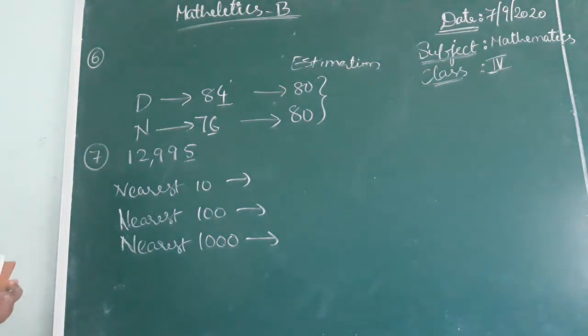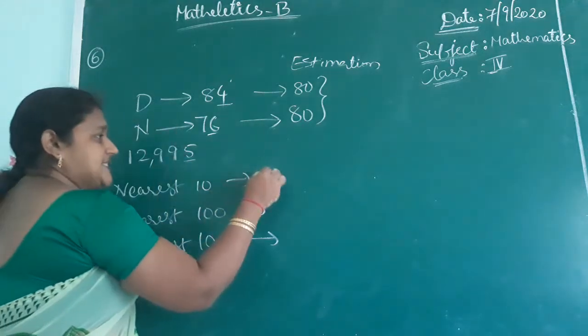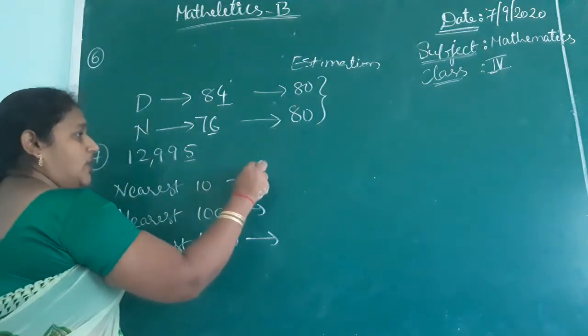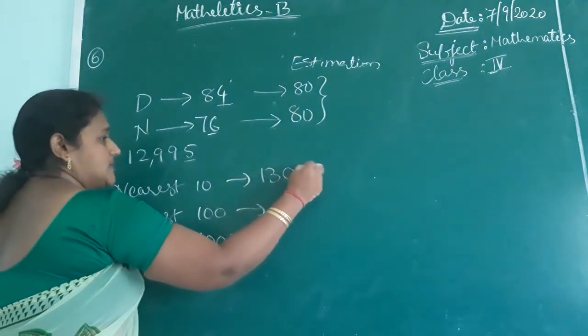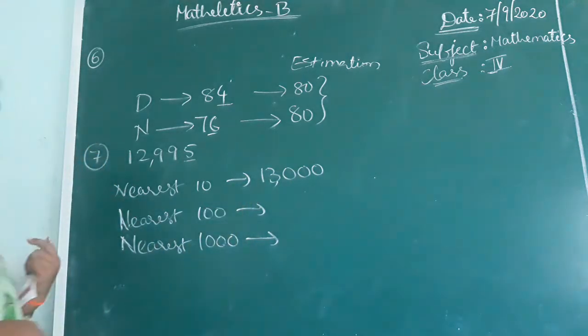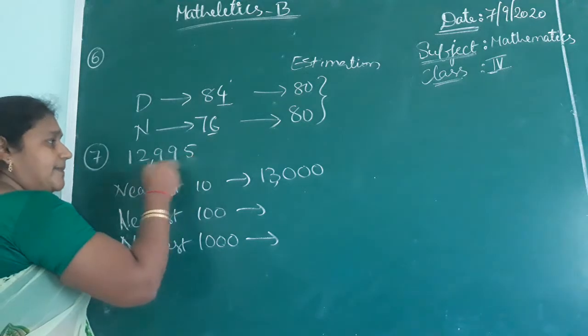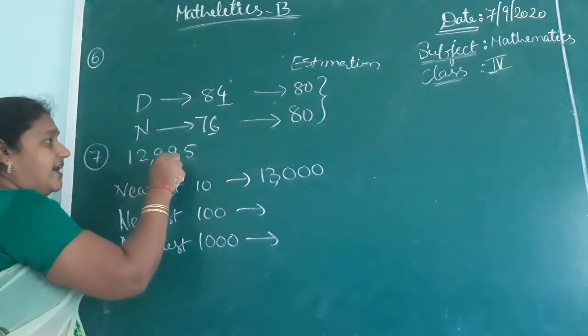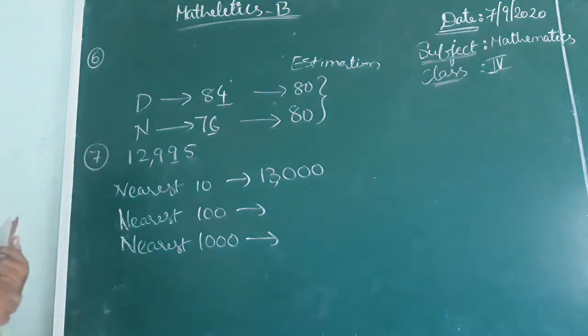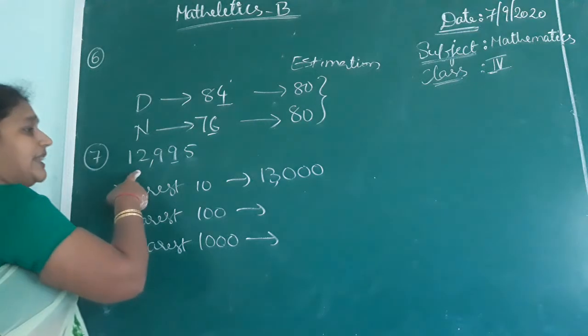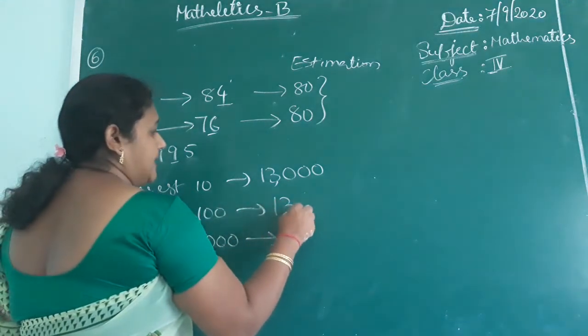So here 12,995, the next tens. After 12,000, what will we get? 13,000. Next, nearest 100. Nearest 100 means we should choose the number which is at the tens place. Tens place is 9. It is more than 5, so it also rounded up. What will come after 12,000? 13,000.